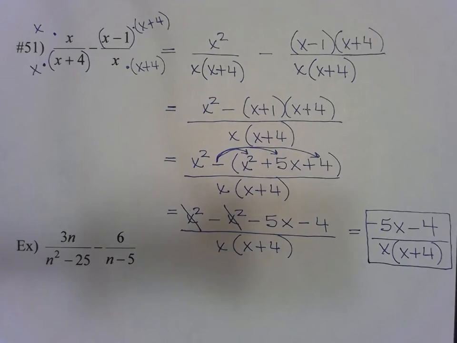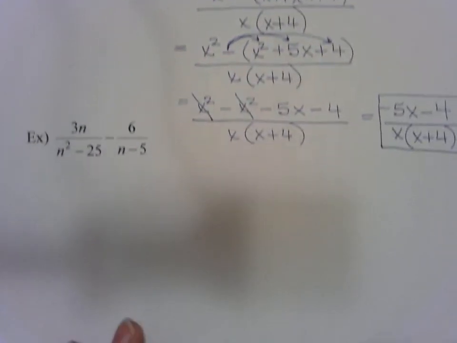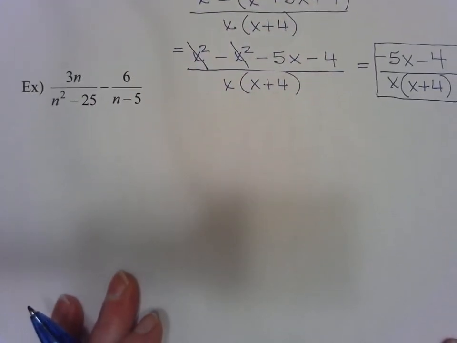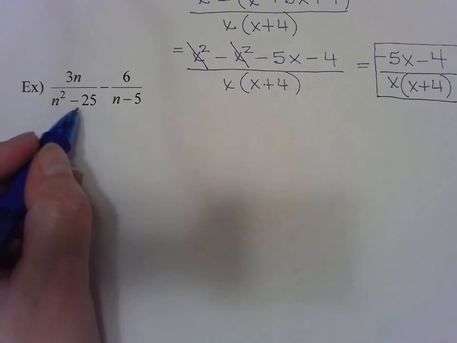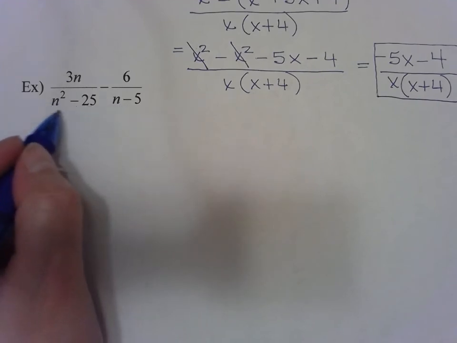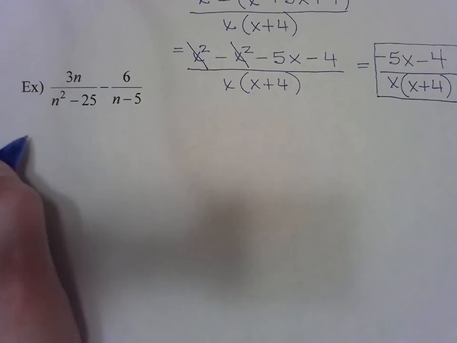All right, let's try one more. For this last one, we're going to need to factor the denominator. That's going to help us find a common denominator. So let's try that. If I factor, I can't factor n minus 5, but I can factor this as a difference of squares.